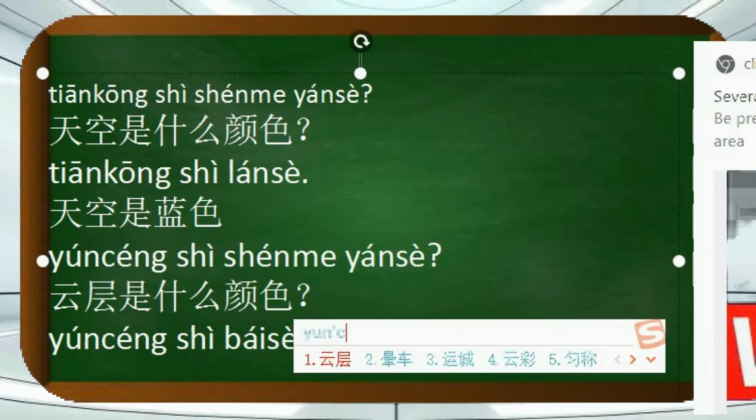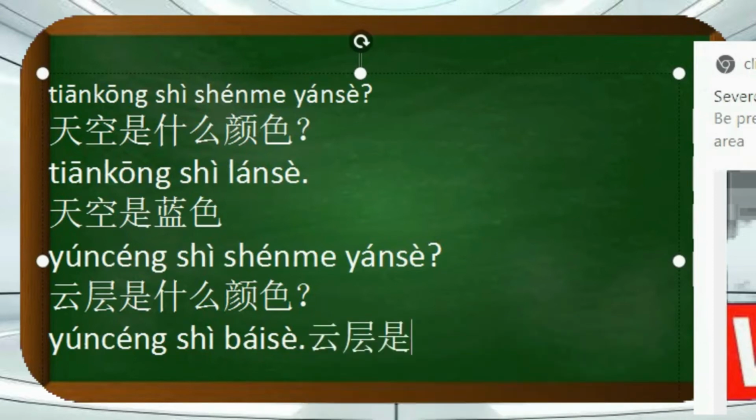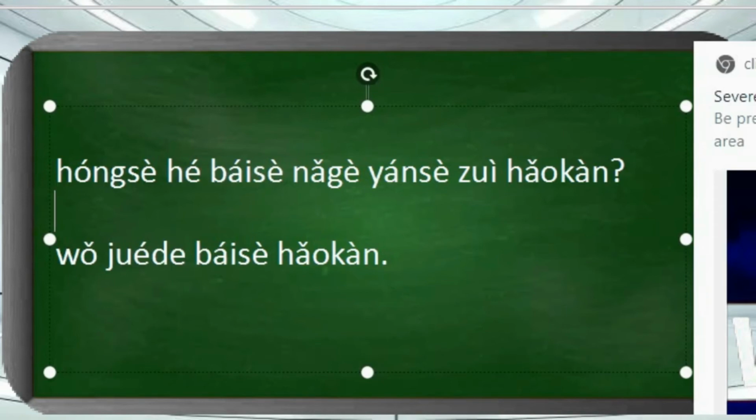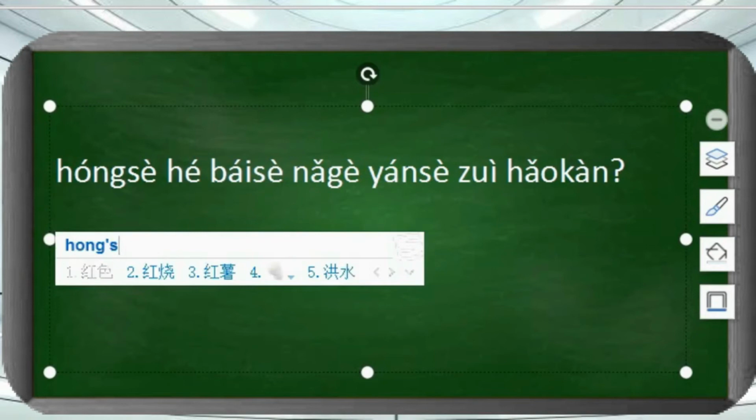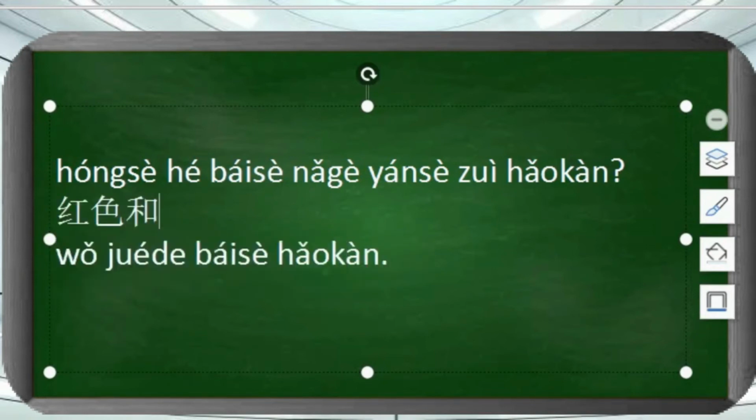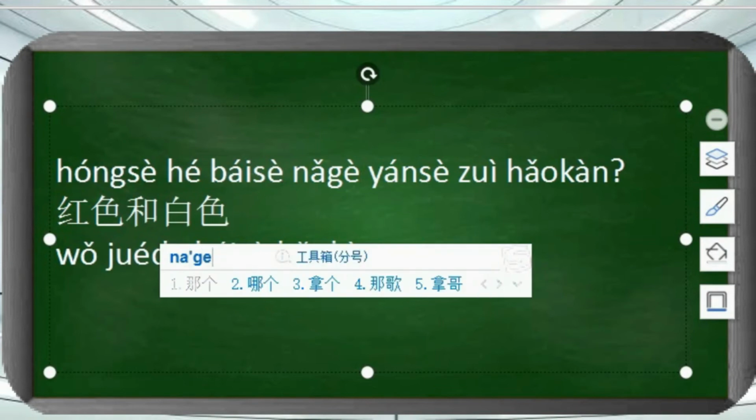天空是什么颜色? 天空是蓝色. 云层是什么颜色? 云层是白色. 红色和白色哪个颜色最好看? 红色 means red, 白色 means white. 哪个 means which one. Which color is more good looking? 最好看 means more good looking. 红色和白色, red and white color. The character for which one is number 2. Number 1 is that one, but we are asking about which one.